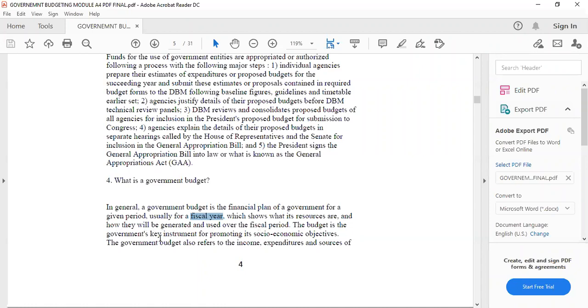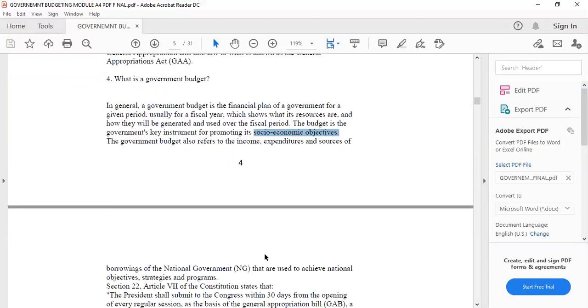The budget is the government's key instrument for promoting socio-economic objectives. Without the budget, without collection from the Bureau of Internal Revenue and Bureau of Customs, probably there will be no socio-economic activities, and in the end, no objectives will be realized. Government budget also refers to the income, expenditures and sources of borrowing of the national government. What do you mean by income? Sources of income are mostly from tax, and then we have expenditures, the spending of the money they collected, and the source of borrowing.